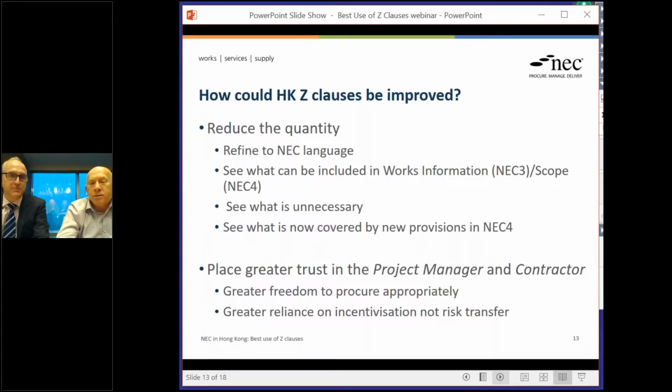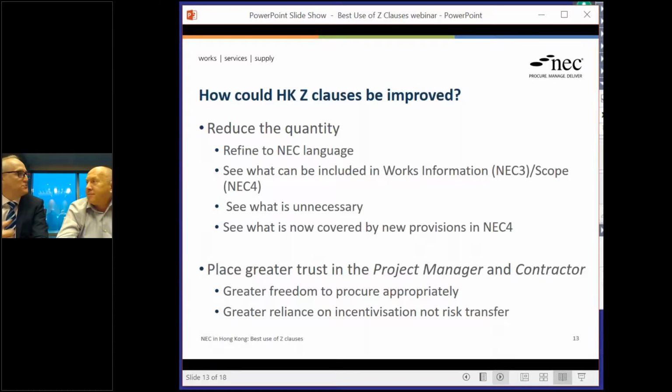See what's unnecessary. Again, I gave the silly example of the year 2000 clause, but that can be ditched. And see also what's now covered by the new provisions in NEC4. Can procurers here get comfortable with that?